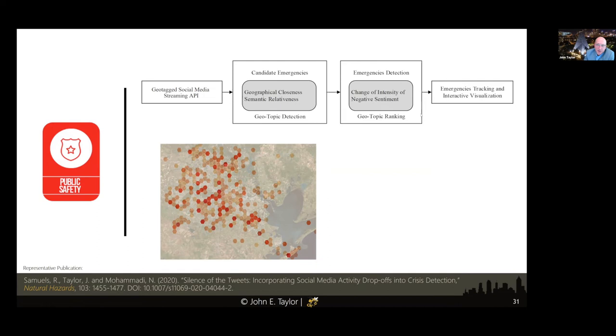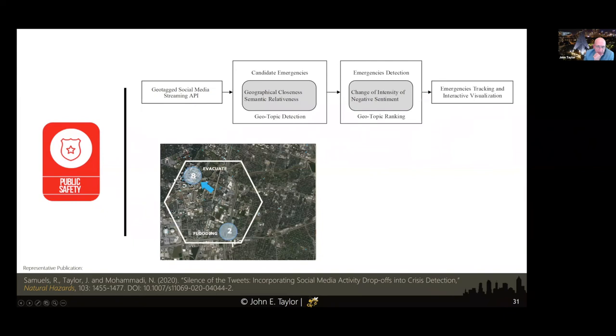And so on the left here, you see this is Hurricane Harvey. And the honeycomb pattern is just a convention we use to break down the area of Greater Houston. And the cells that have a darker red are ones that have a higher intensity of negative social media postings and a higher number. And so if you were to click into one of those, in this case, there were 8 postings intensely negative regarding evacuation at a hospital, and another couple here on flooding that was occurring on this roadway system.